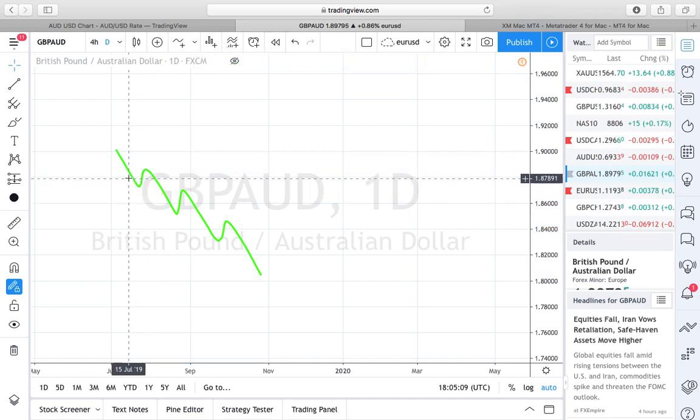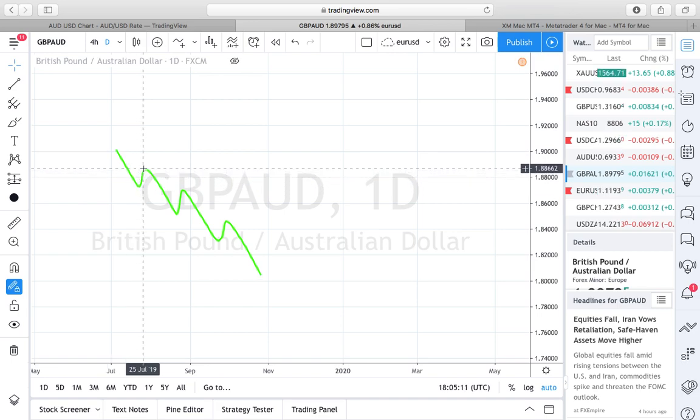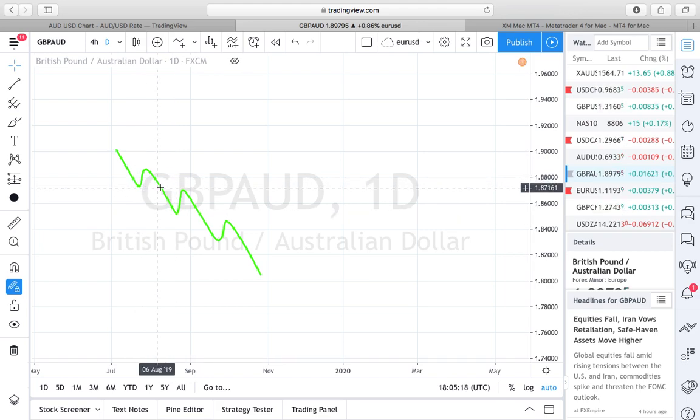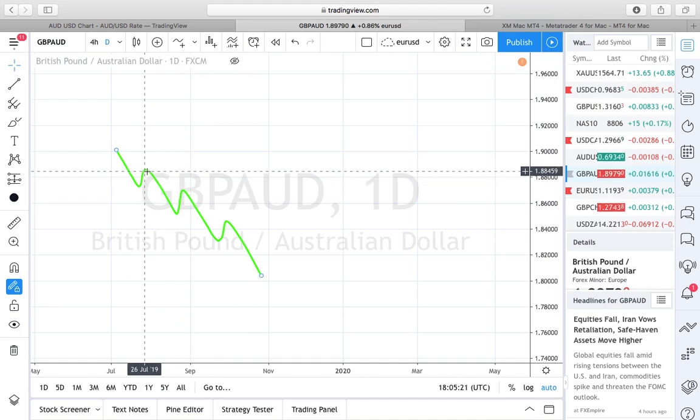This will become a low. This is your low, right? And this is your high. Then this becomes a lower low. Why am I calling this a lower low? Because this low is lower than the previous low. This becomes a lower high because this high is lower than the previous high.